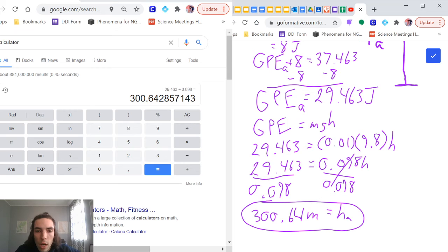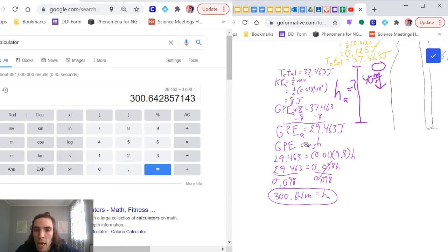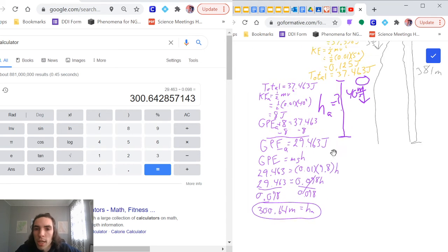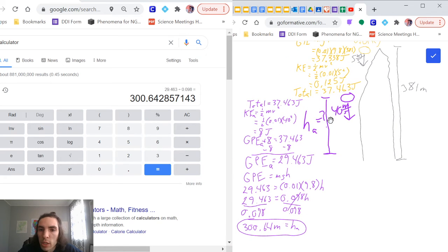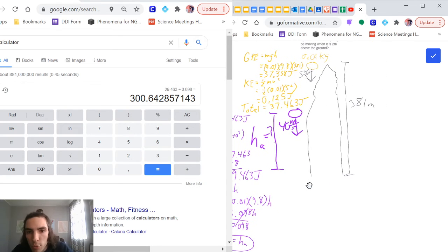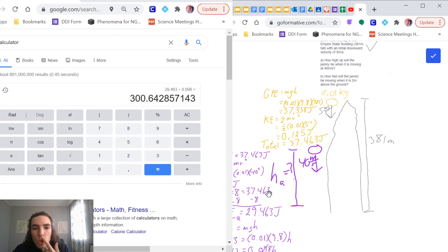So that is how high up this penny is going to be once it reaches that speed of 40 meters per second heading downwards. So I could go ahead and replace that HA with 300.64 meters. I'm not going to, only because I am running out of room, and I think that it will end up looking significantly messier if I do. Okay, so part A is now done. Now let's go to part B here.